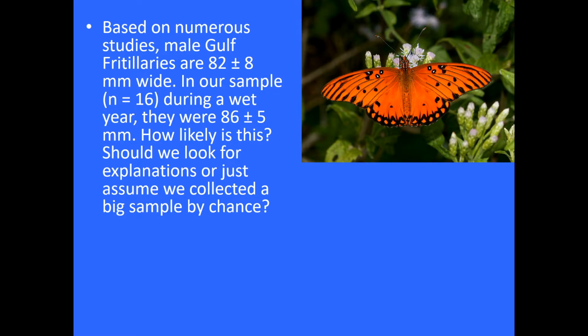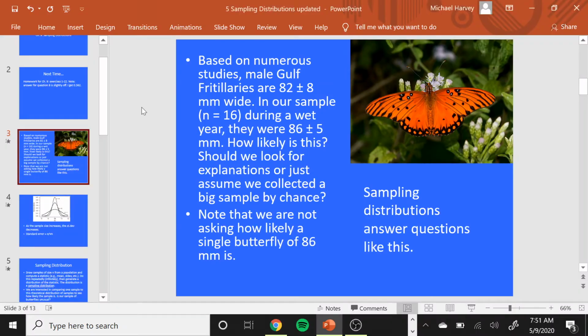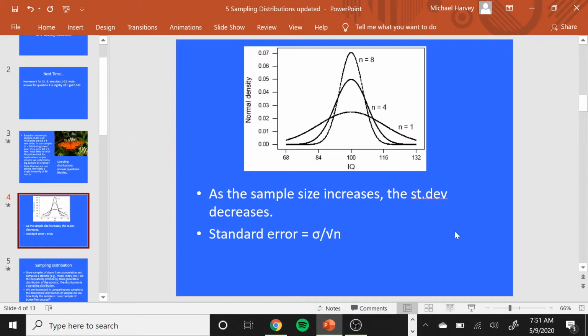Now, solving a question like this is really easy. You still use a normal distribution, but we have to change things a little bit because we're working with a sample. So we need to know how the sample size is affecting the shape of the normal distribution. Okay, so let's take a look at this graph for a minute.